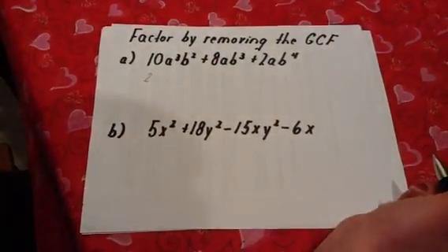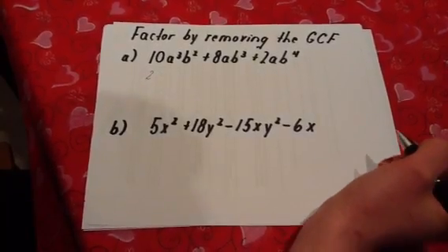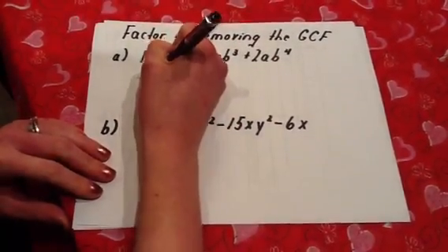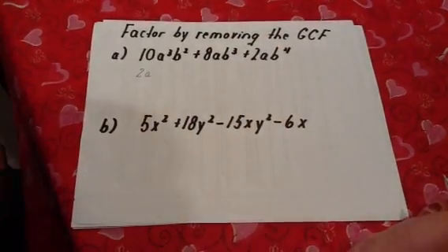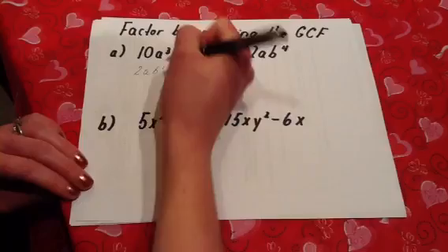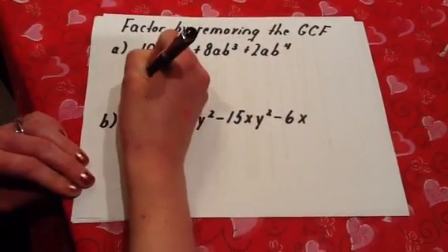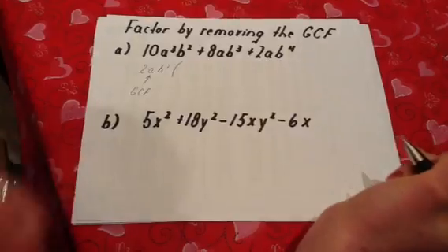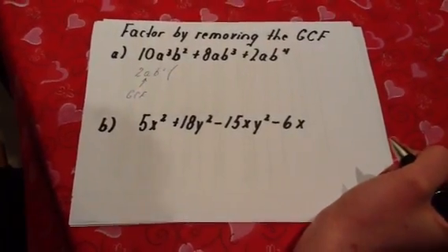Now we take a look at our variables. How many A's can we take out of all three terms? Well, we can take out at least one A. And for the B's, we can take out 2 B's from all of them. So this right here would be my greatest common factor for this trinomial. Now we want to see, if we take that out, what will we be left with?